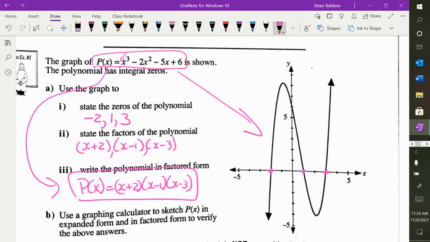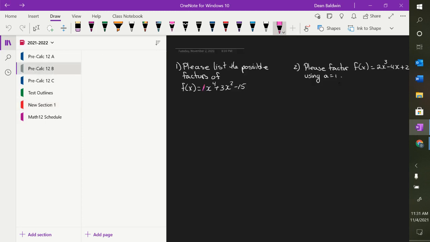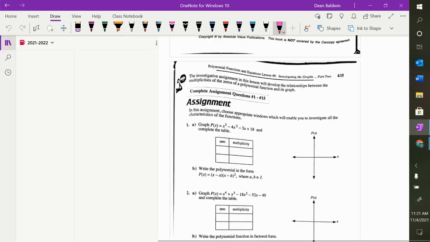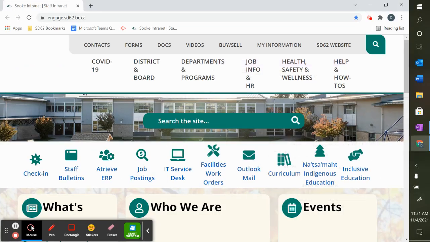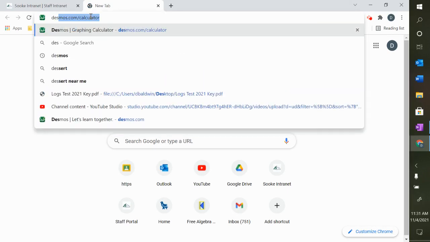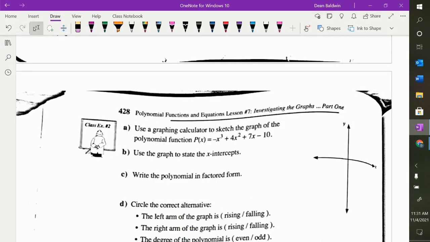Does everybody, I know this might sound stupid, have their phone with them? No. I know, it's okay. I'll get you one. Take out your phone, please. It's Desmos. Go to Desmos, people. Please. What's Desmos? Just Google Desmos. Best is Desmos. Okay? No, just click on graphing calculator. Okay.